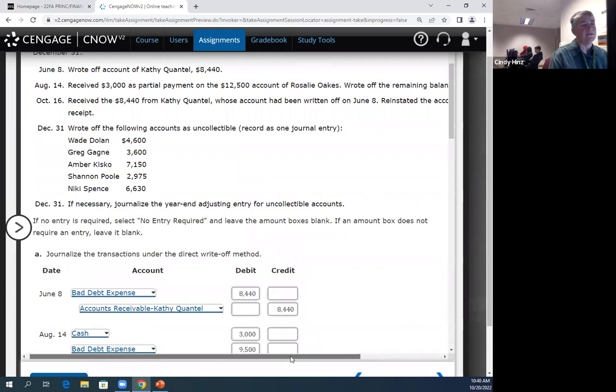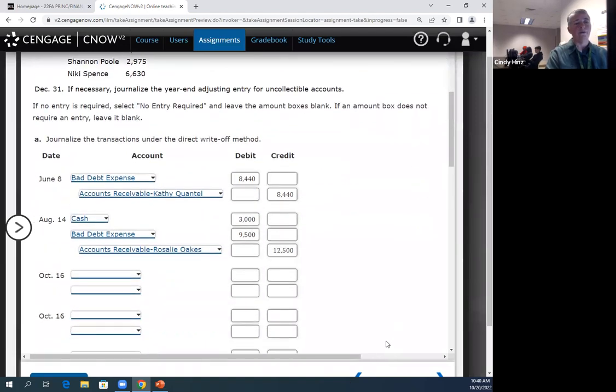October 16th, it says we received the $8,440 from Kathy Quantel. So I don't know what the scenario is here. Maybe she had left the area. Maybe she had been temporarily unemployed and couldn't pay her bill. I have no idea what happened, but we had written off the account, and now here 4 months later, we received payment. So we need to reinstate the account. Right now, remember, we're not showing anything on our books that says she owes us that money because we had written it off.